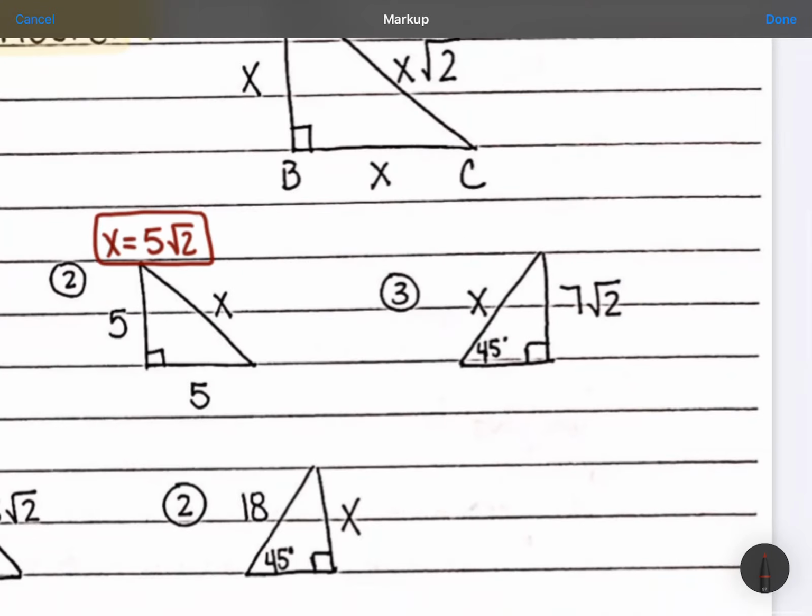Number 3, they have given us the leg to be 7 radical 2, and now we need to find the hypotenuse. The hypotenuse is equal to the leg times radical 2, but I need to simplify that. Radical 2, remember, times itself is going to be regular 2. So 7 times 2 is 14. So x on number 3 is 14.